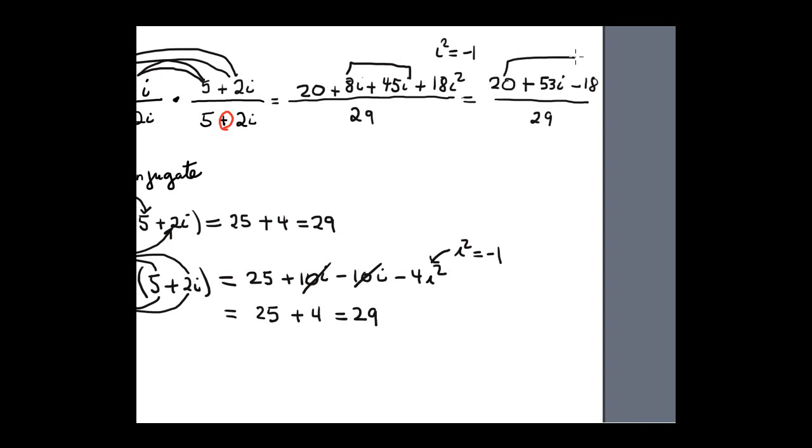And finally we combine the real part. 20 minus 18 is 2. Right, so far we have 2 plus 53i over 29. Okay, I'm going to express the final answer more elegantly, separating the real part, 2 over 29, plus the imaginary part, 53 over 29i. And this is the final answer, which corresponds in the handout to option B.